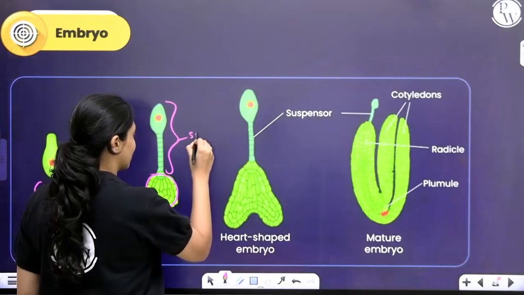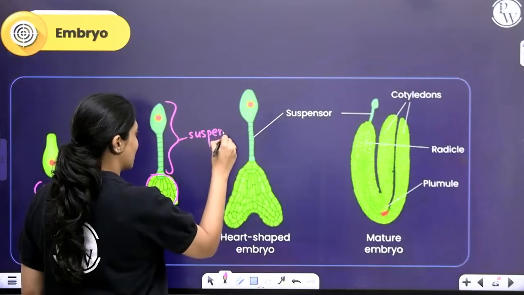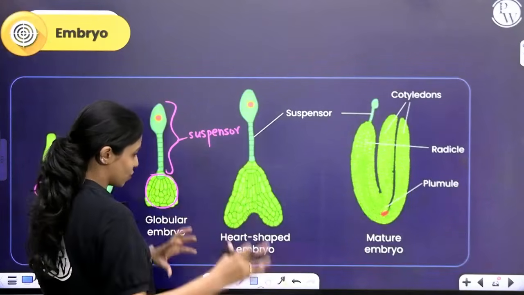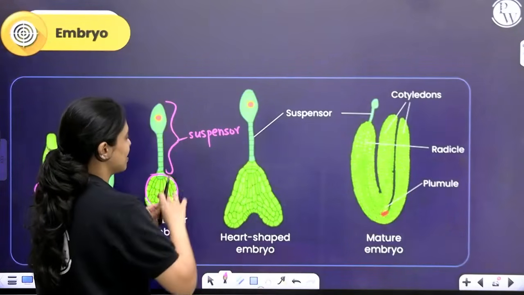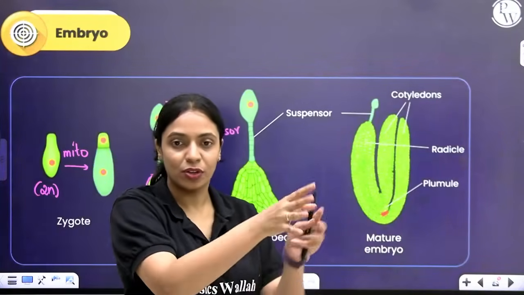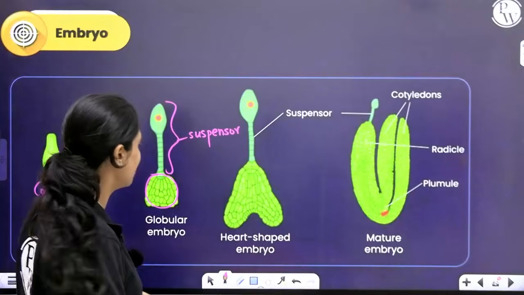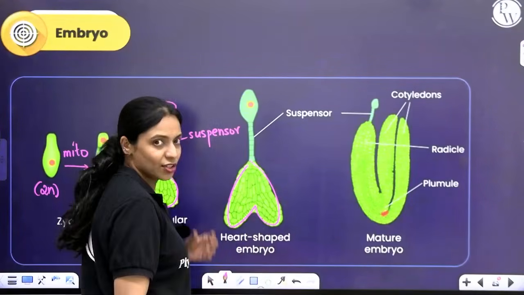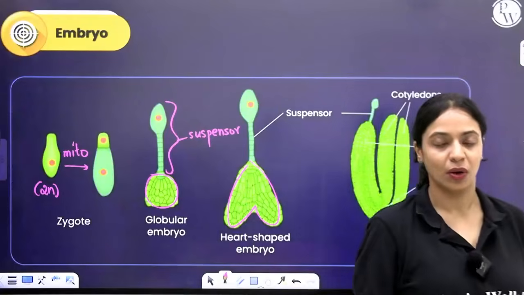Here this is called the suspensor. This suspensor will not give rise to the future plant. This part of the embryo will give rise to the future plant. This suspensor makes sure that the embryo is penetrated into the endosperm so that nourishment can be derived from it. After the globular embryo stage, you have the heart-shaped embryo stage, and eventually you have the mature embryo.